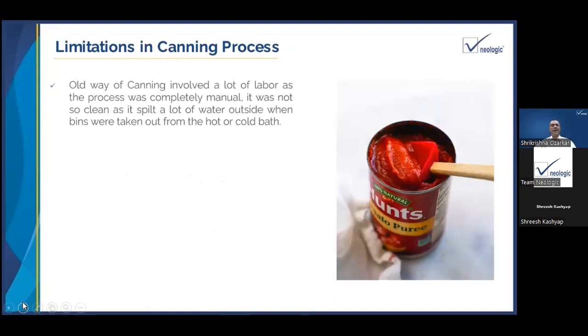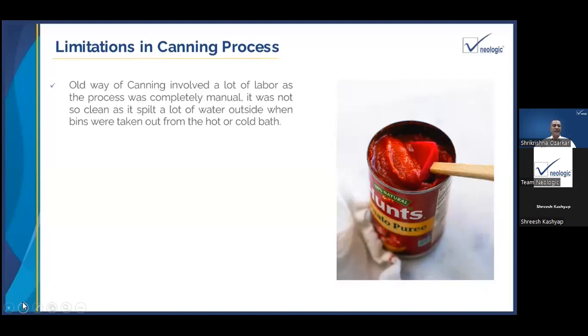The older ways of canning involve a lot of labor. So it is a laborious process. And today we all know that labor is one of the most important overheads in any industry, whether it is food or any other industry. Labor becomes a big overhead item. So this was a very laborious process, almost completely manual. Over a period, it was converted into semi-automatic, automatic, but still it involved a lot of people.